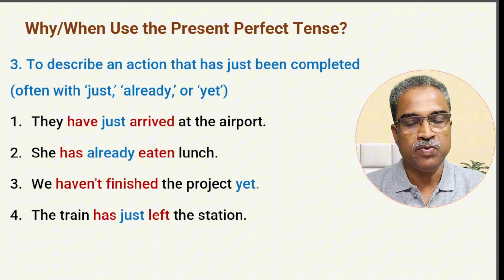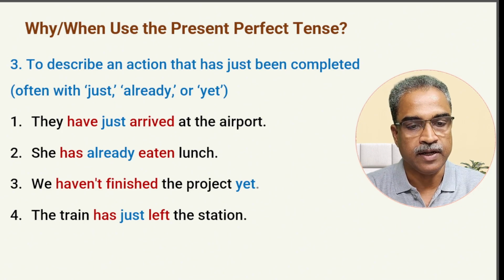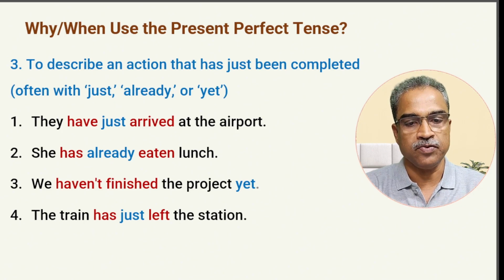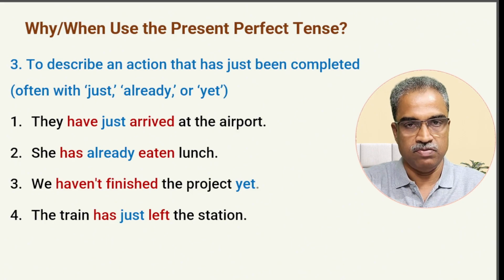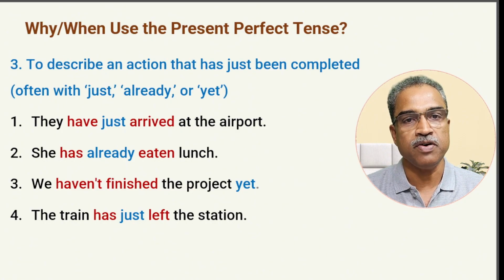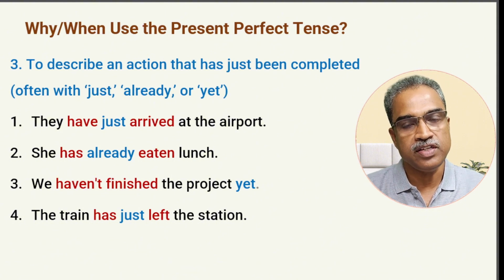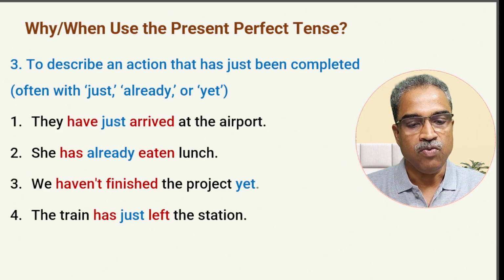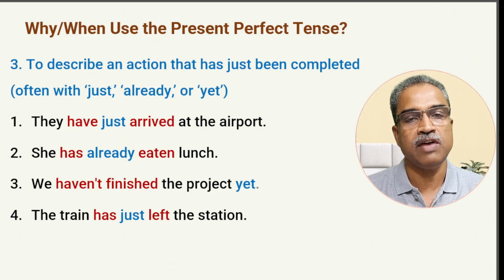And often we use the words just, already, or yet. You will understand this better when you look at these examples here. They have just arrived at the airport. Just now, in the present. The action is completed because they have already arrived. So we use present perfect. They have just arrived. She has already eaten the lunch. And next is, we haven't finished the project yet. And the train has just left the station.